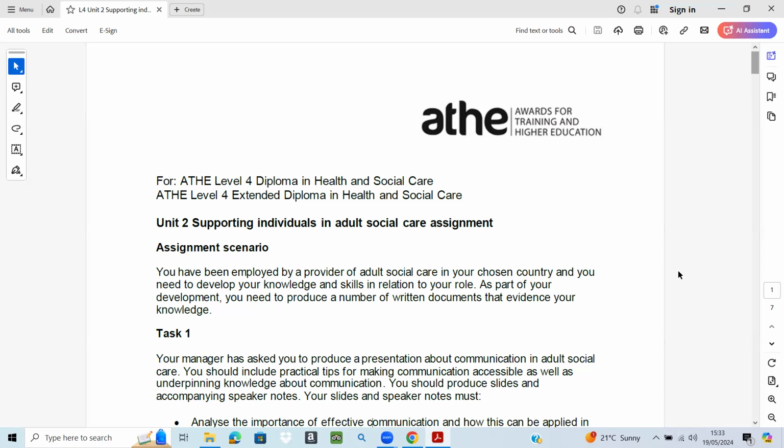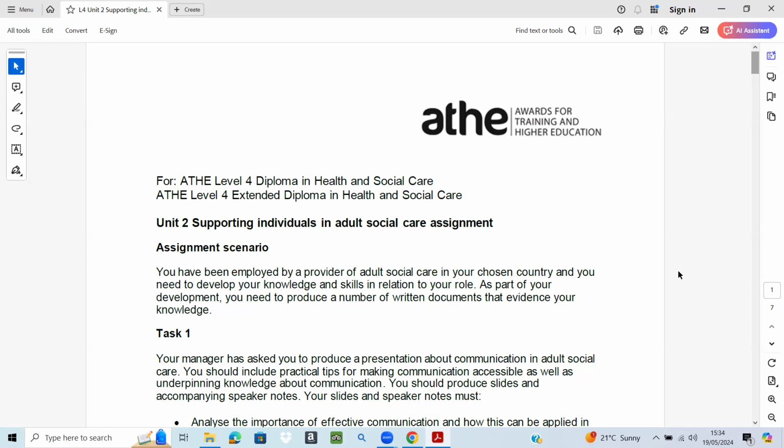Then we discussed personal care tasks. Personal care tasks involve assisting individuals with activities of daily living, such as bathing, dressing, grooming, and toileting. We discussed how we assess and how we assist the service users. We discussed communication techniques, medication management, and safeguarding procedures. Again, safeguarding is very important in health and social care.